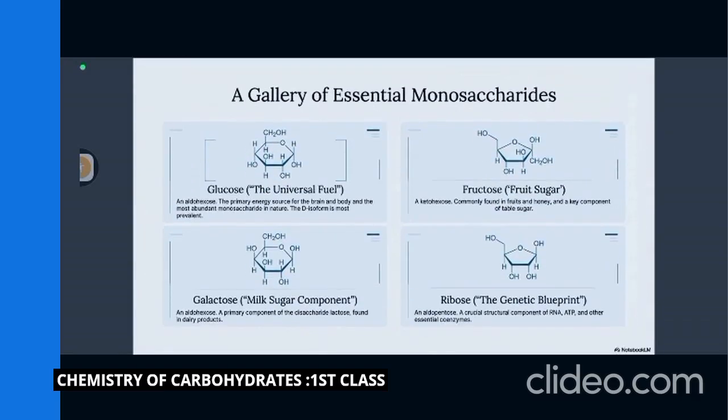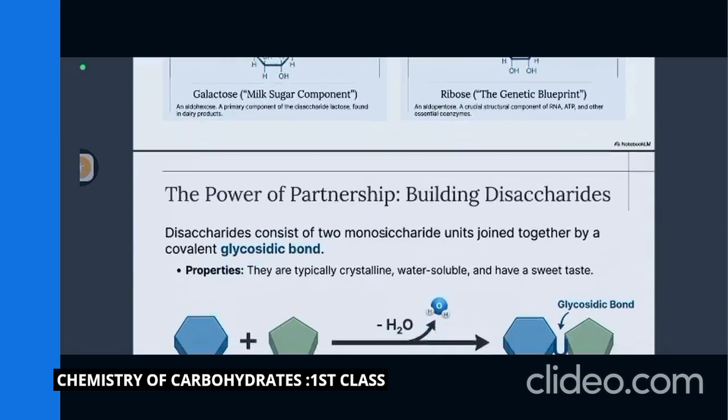It is a fructose. You can see over here on the left side upper hand the glucose, the universal fuel. It is the closed ring structure formula. It is the aldohexose. Right side upper part, this is the fructose. It is the ketohexose. Simple as that. Ketose stands for ketone group and hexose for 6 carbon chain. Next is the galactose, an aldohexose, and right side it is ribose, the genetic blueprint. It is an aldopentose, a crucial structural component of RNA, ATP and other essential coenzymes.